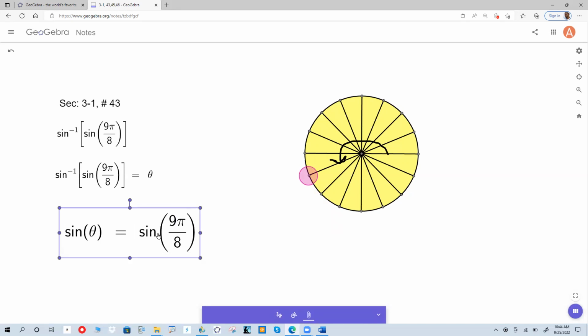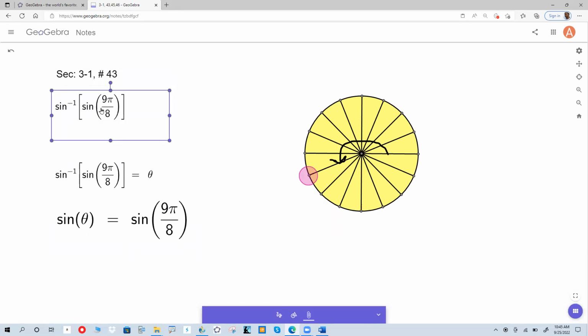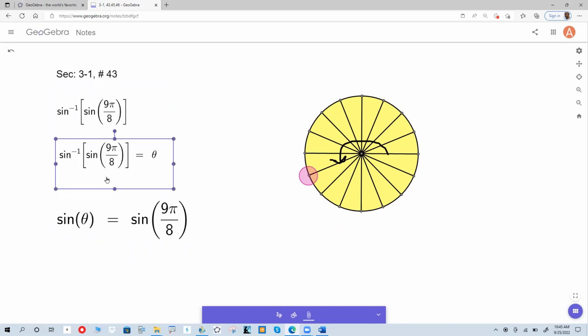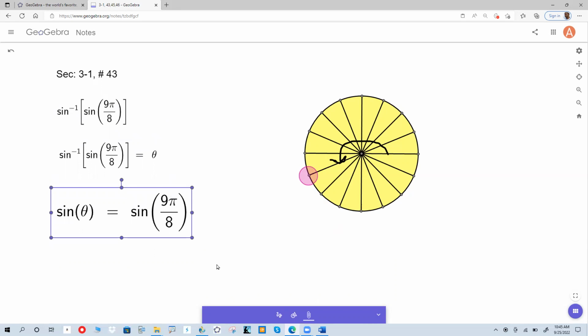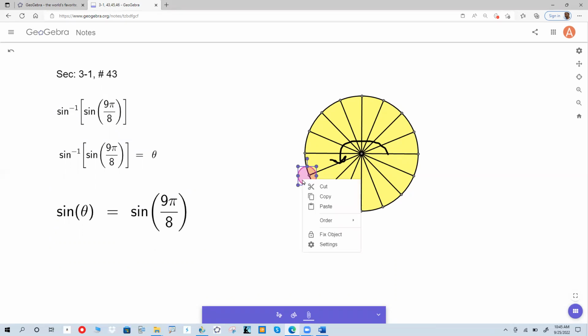Now this is where you have to be very careful and genuinely understand what we are trying to say. Again, I'm going to paraphrase it. I know sine of 9 pi over 8 is going to be the y coordinate of this point. I want to find theta in the right half of the unit circle so that the y coordinate of that angle will be the same as 9 pi over 8, and this has to be the one.